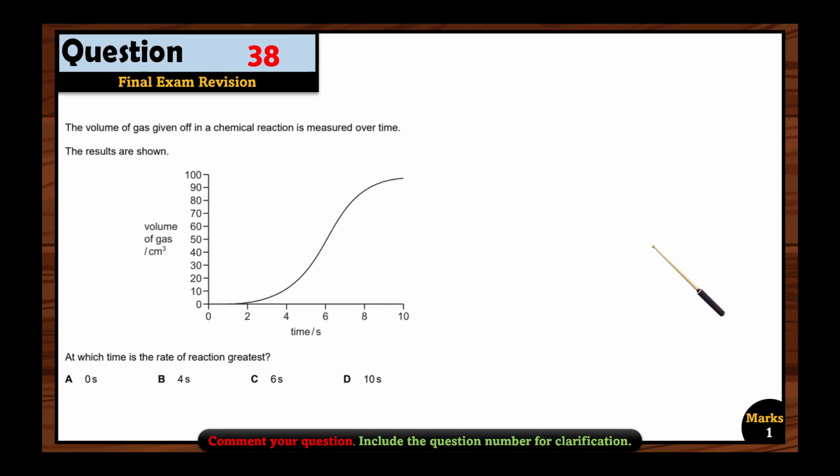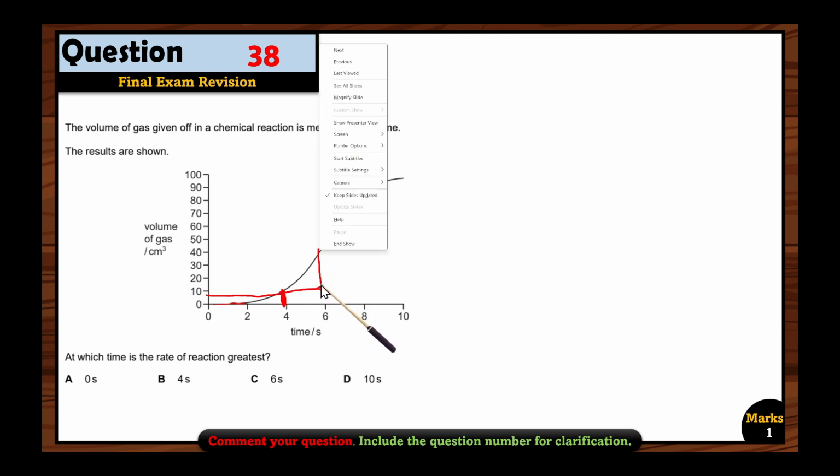Question 38. The volume of a gas given off in a chemical reaction is measured over time. The results are shown here. At which time the rate of the reaction was greatest? It's simple. If you see from 0 to 2, it's still at 0. But from 2 to 4, how much? Almost 9 is produced, right? And then from 4 to 6, how much is produced?